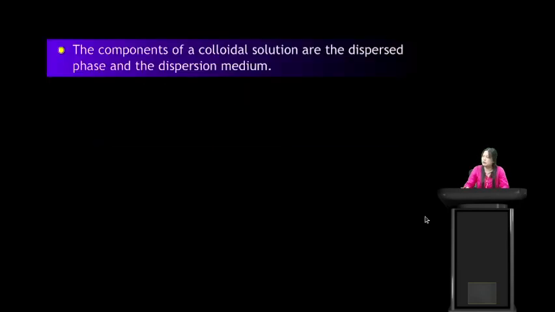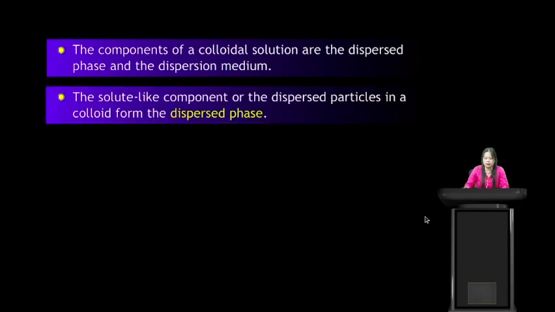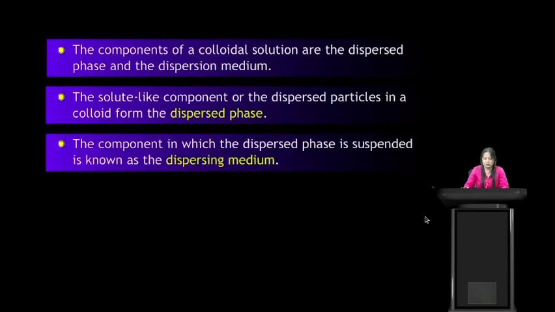So let us see. The components of a colloidal solution are the dispersed phase and the dispersion medium. The solute-like component, or the dispersed particles in a colloid, form the dispersed phase, and the component in which the dispersed phase is suspended is known as the dispersing medium. So in solution we have solvent and solute. In colloid we have dispersed phase and dispersing medium. Remember this term, okay students?